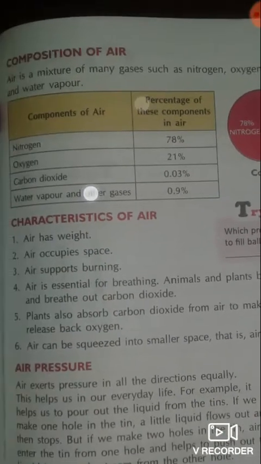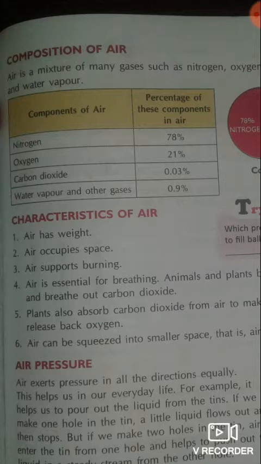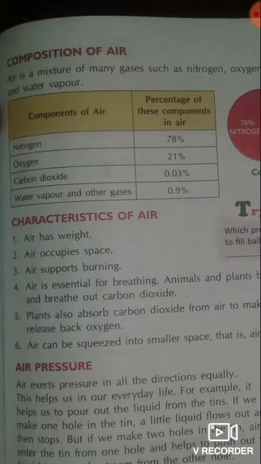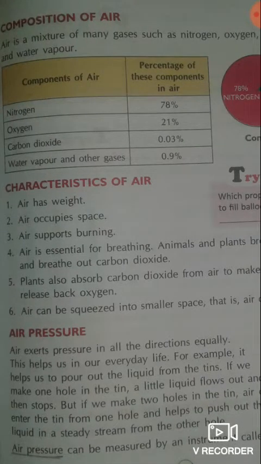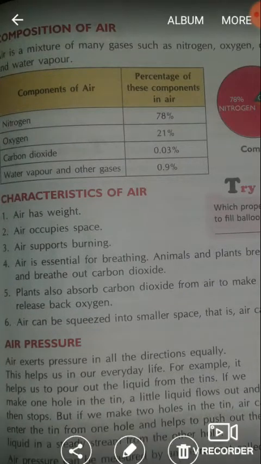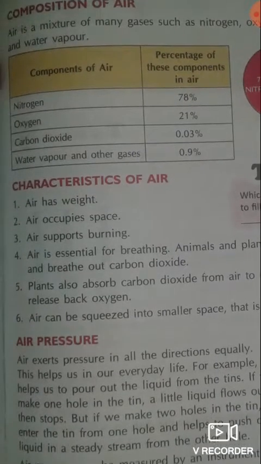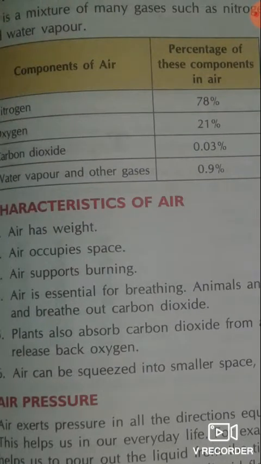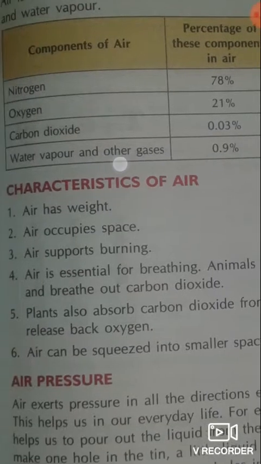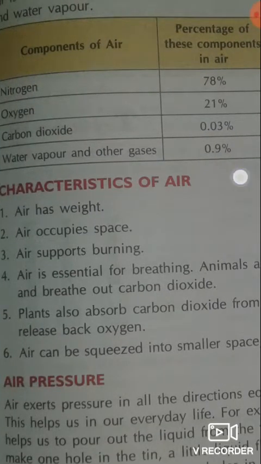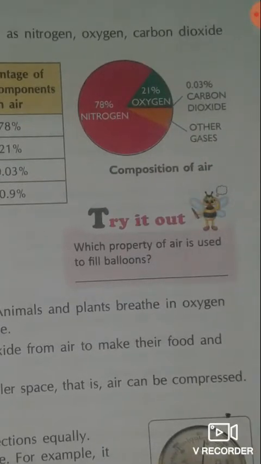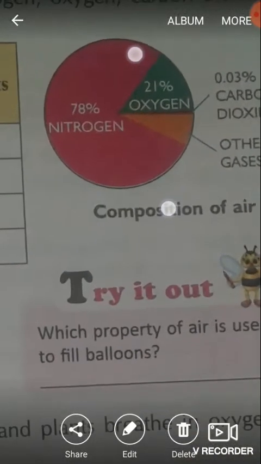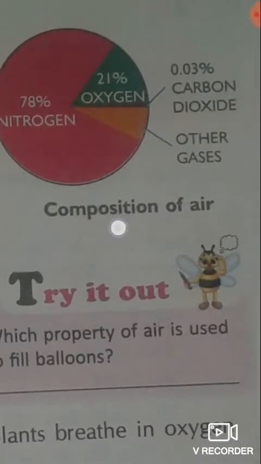Next is composition of air. Air is a mixture of many gases such as nitrogen, oxygen, carbon dioxide and water vapor. Let us see what is the percentage of these in the atmosphere. Nitrogen 78%, oxygen 21% and carbon dioxide 0.03%, a very small amount, and water vapor and other gases 0.9%. It is given in the diagram also. Okay. Composition of air.